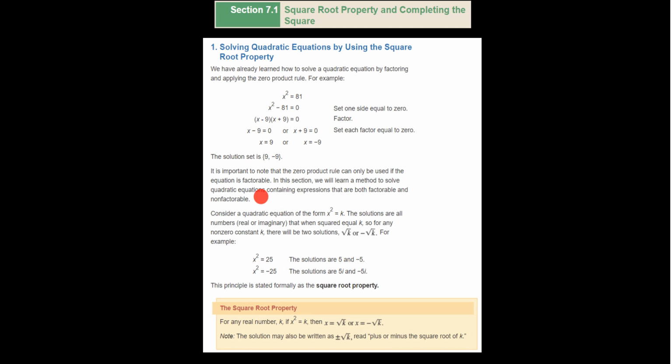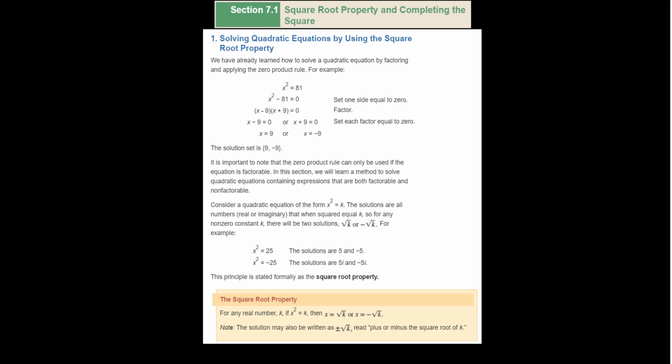Okay, but we could also do it another way. The other way is to just simply take the square root of both sides, right? So instead of having x squared is equal to k, or in this particular problem x squared is equal to 81, we could take the square root of both sides. Well, the square root of x squared is just going to be x. The square root of k, we're going to take the positive and negative components of it, though.